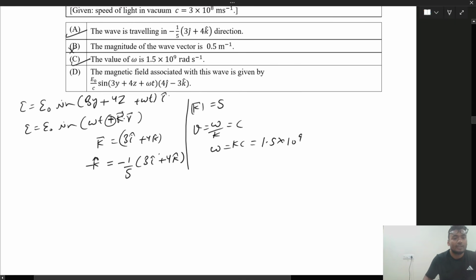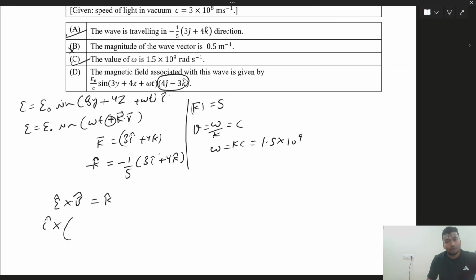How to verify D option? So that is the magnetic field. See, the magnetic field direction is given to you, so we can directly verify it. You can think of it this way: E cap cross B cap is actually giving you k cap. So E cap is represented by i cap, cross, I'm choosing directly this, 1 by 5, B cap is 4 j cap. I'm assuming this as correct, then I'll verify it. 4 j cap minus 3 k cap.